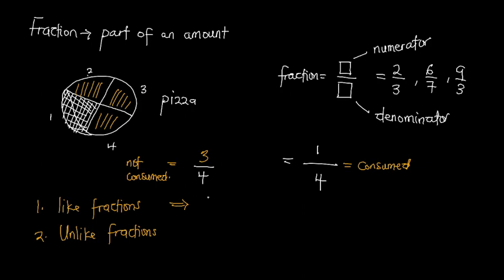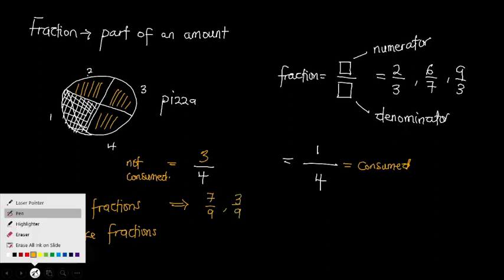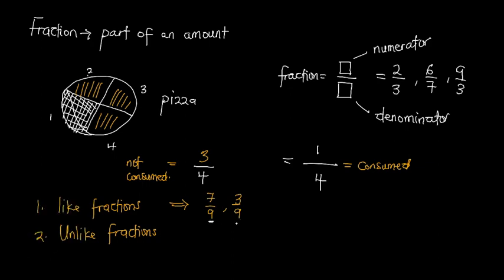So for example, let's say I have 7 over 9 and another fraction, let's say 3 over 9. Because their denominators are both 9, you can see over here is 9, over here is 9, these two fractions can be said to be like fractions because they have the same denominator. On the other hand, unlike fractions means fractions that do not have the same denominator. Note, we are using the denominator as the basis to select whether a fraction is like or unlike. So if we have two fractions and they have the same denominator, we are saying they are like fractions.